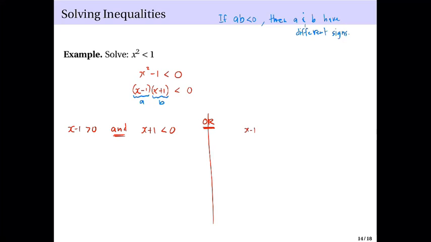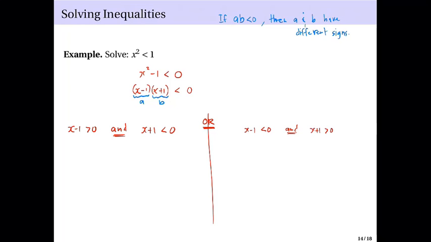x minus 1 less than 0 and x plus 1 greater than 0. So this case here, they are still having different signs. Okay? This case here, they have different signs. This case here, they have different signs. So the possible solutions to this inequality could be this, or both of them. Okay?